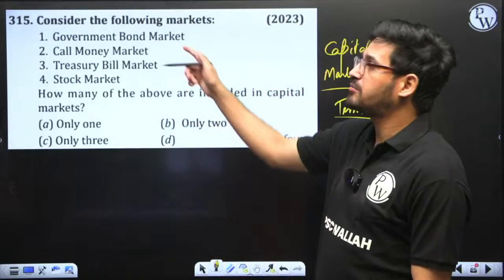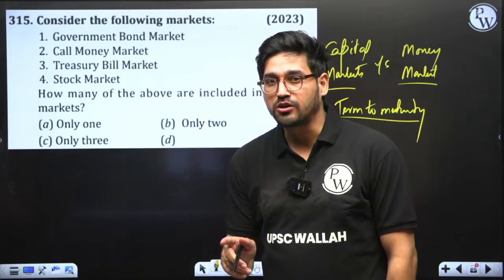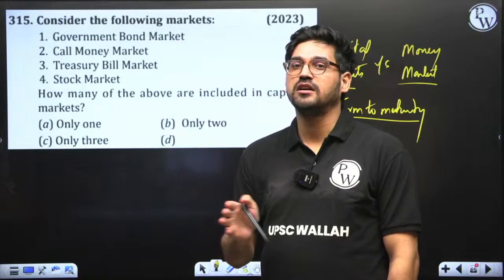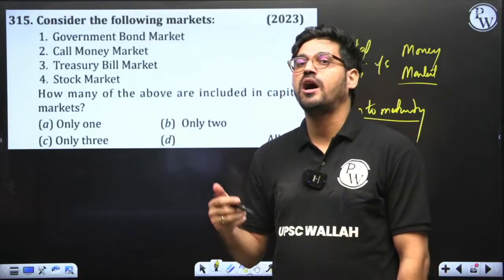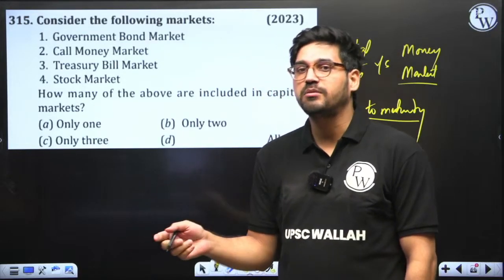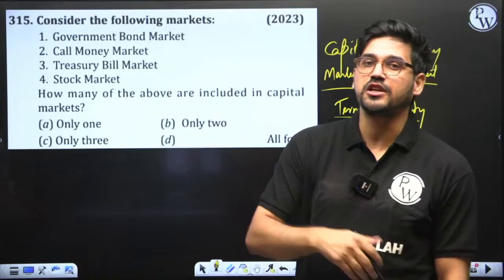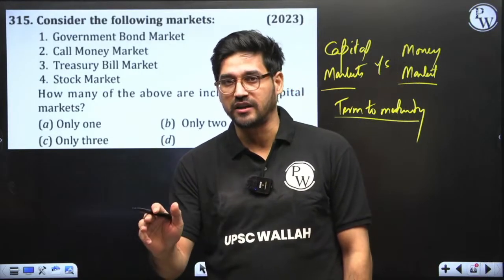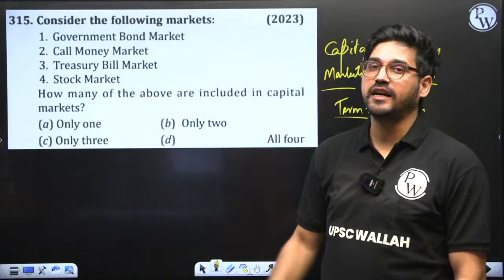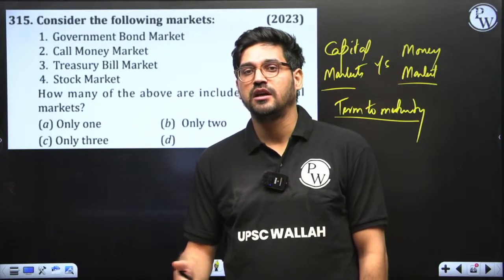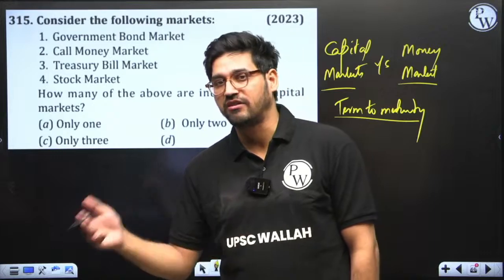First one says government bond markets. You should know that bond is a debt instrument. So are treasury bills. Treasury bills are debt instruments issued for a period of up to 1 year, while bonds are debt instruments issued by governments for periods more than 1 year.